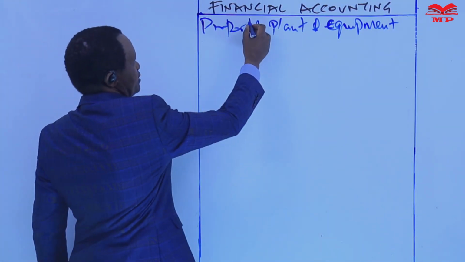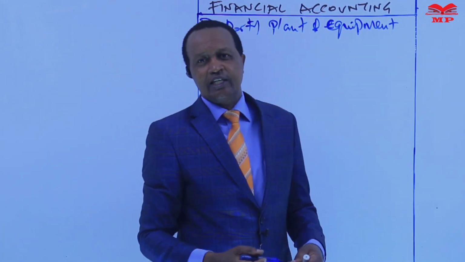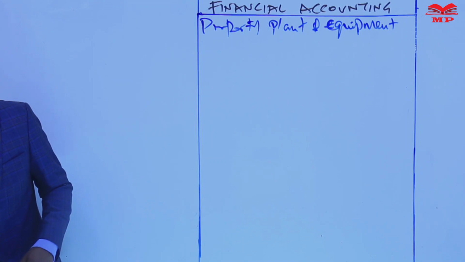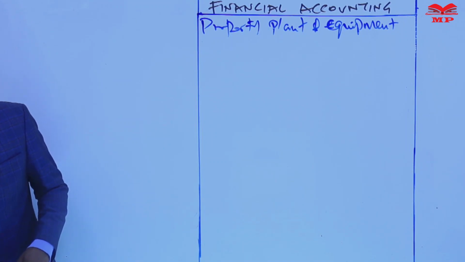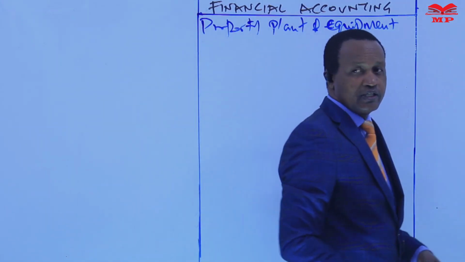Property, plant, and equipment is the first subtopic. We have intangible assets, financial assets and liabilities, inventory. We have cash in hand and cash at bank, trade receivables, trade payables, accrued incomes. So property, plant, and equipment, the first subtopic.